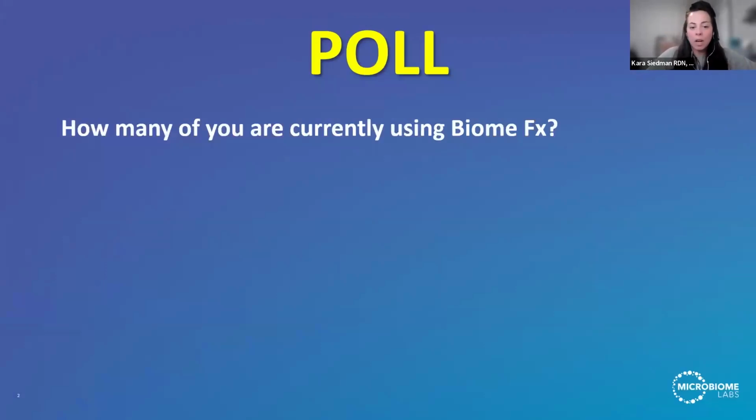So how many of us are currently using Biome Effects? 1 for yes, 2 for no. Just to get an idea. Awesome. Oh, lots. Okay, great. We got some newbies. All right, a nice mix.